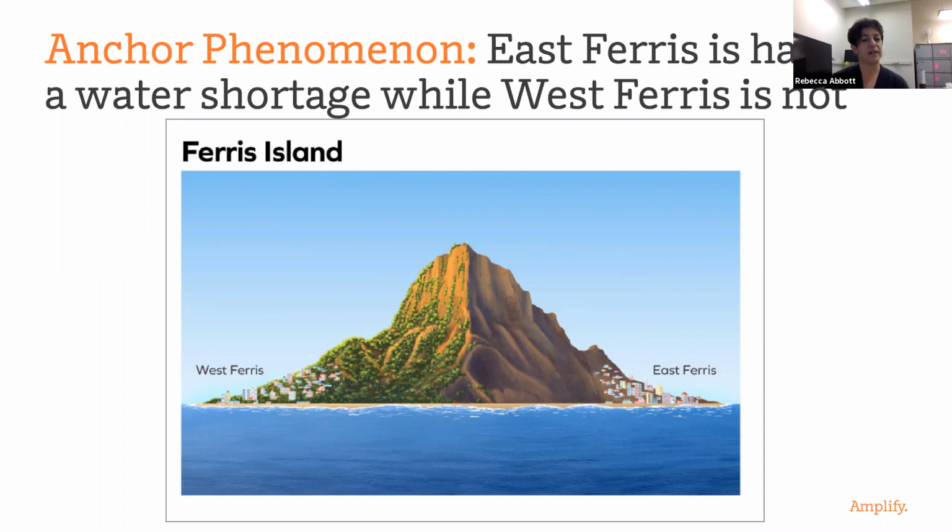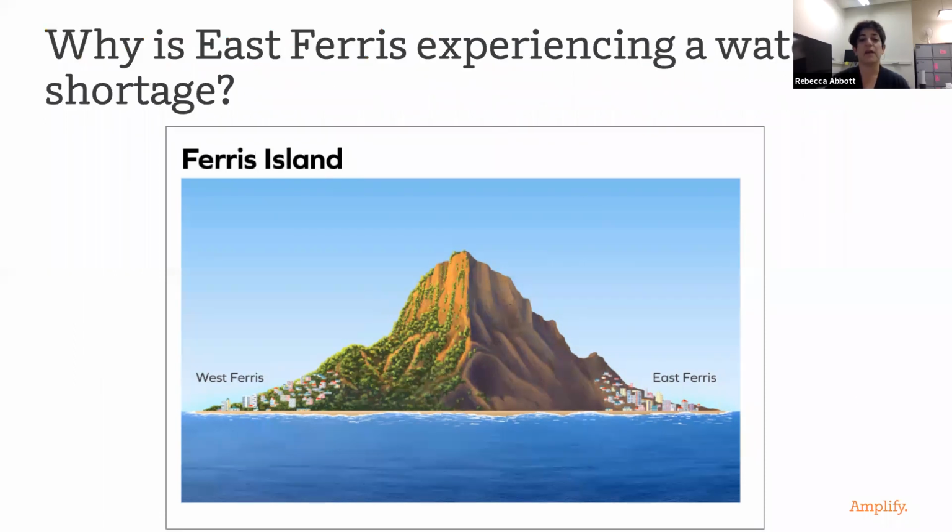So just a reminder, like I said earlier, this is the anchoring phenomenon, or the main phenomenon that covers the whole unit. It's something that sustains the learning over 26 lessons, and the anchor phenomenon has to do with the fact that while one side of the island, East Ferris, is having a water shortage, West Ferris is not. The question they're trying to answer is why? Why is East Ferris experiencing this water shortage? This is, again, the question form of the actual phenomenon.